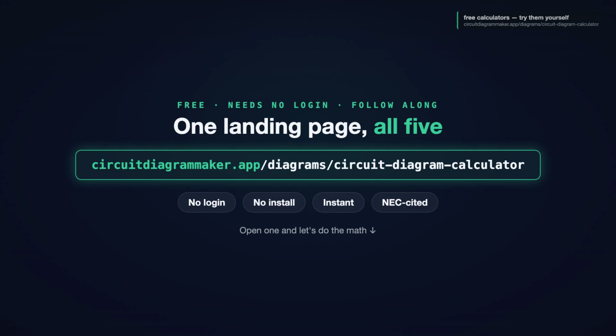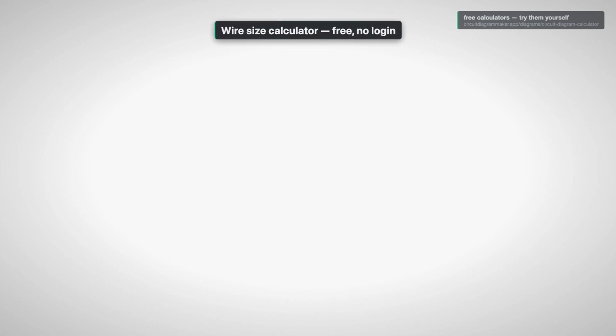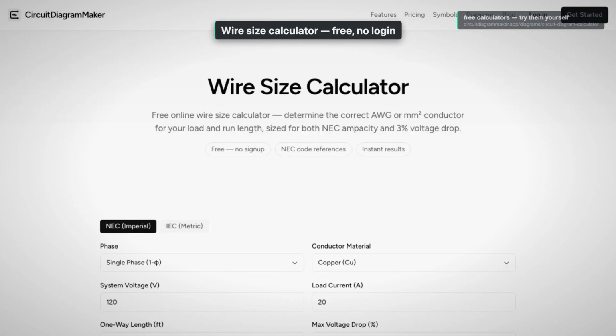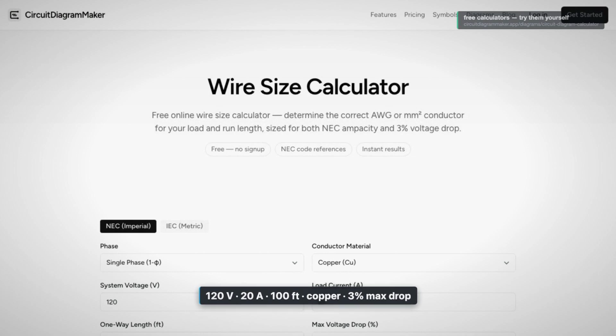Start with the wire size calculator. This is the one people search for most. Here's a real example. A 120-volt, single-phase circuit, 20 amps of load, 100-foot one-way run, copper conductor, and I want to keep voltage drop under 3%. Type those in, hit calculate.